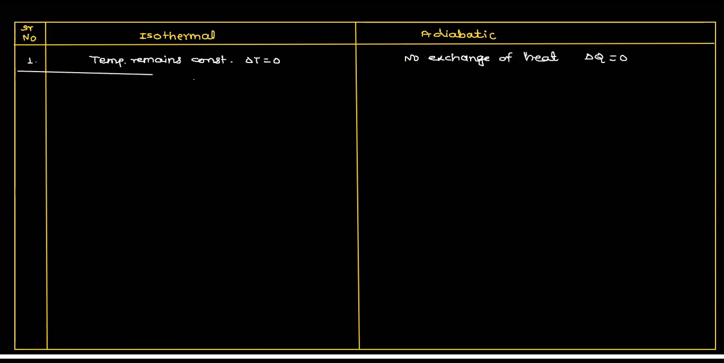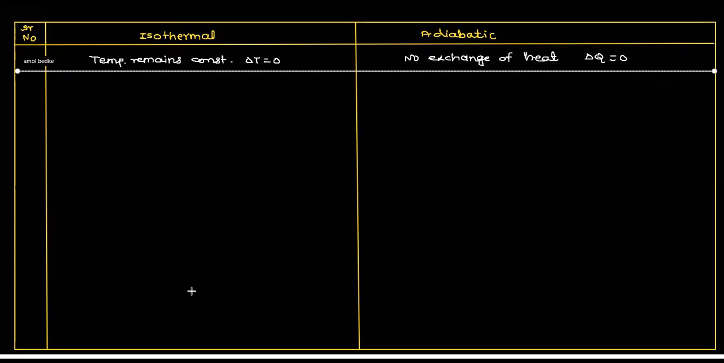Okay. So let's see here. In this isothermal, what remains constant? Temperature remains constant. So what is your delta T equal to? Delta T is equal to 0. Here what is the case? No exchange of heat. So here delta Q is equal to 0. Keep it in mind. You just compare and keep it in mind so that it will be very easy for you. I am giving you point wise, not an issue. This is point number 1. This is point number 2 now. Let's see what is point number 2.